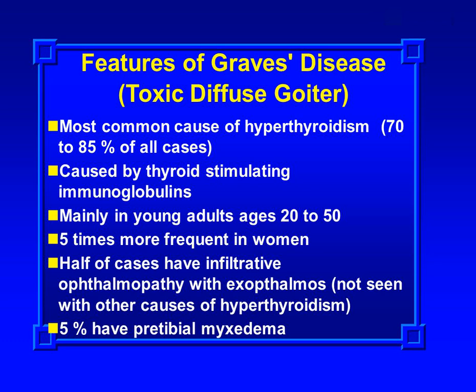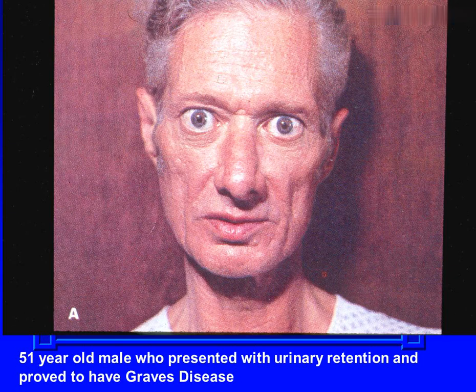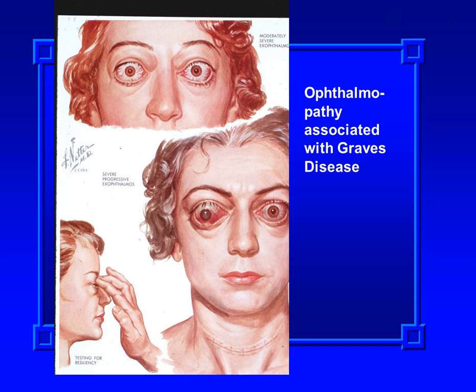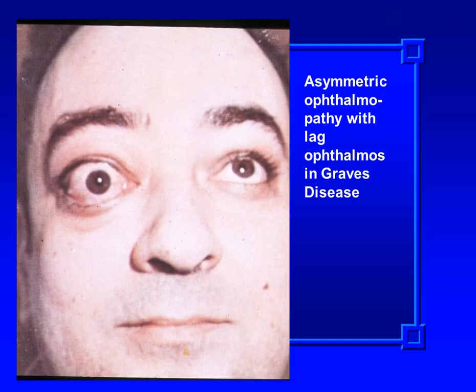5% have pretibial myxedema. 51-year-old male who presented with urinary retention and proved to have Graves' disease. Pretibial myxedema and square toes in the same patient on the prior slide. Ophthalmopathy associated with Graves' disease. Asymmetric ophthalmopathy with lag ophthalmos and Graves' disease.